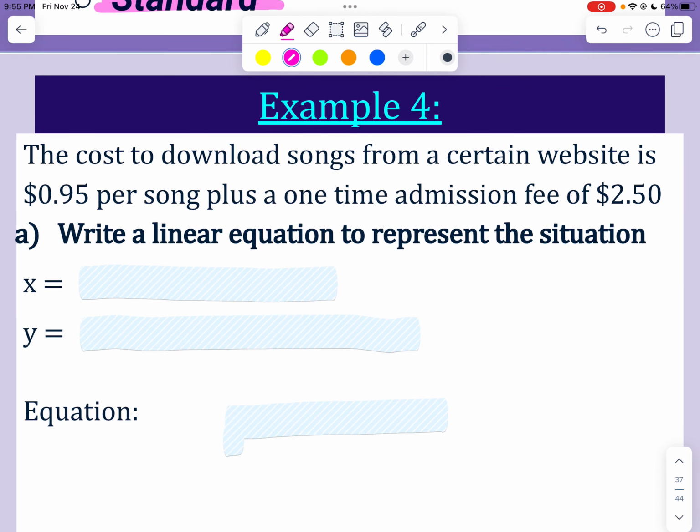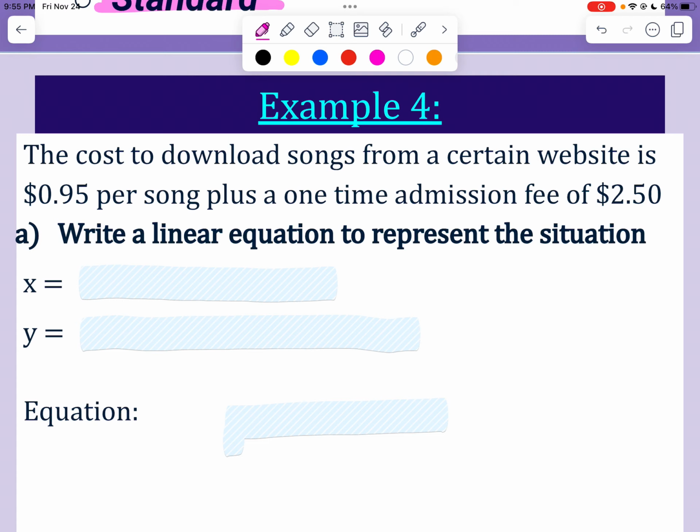All right, so let's get into it. Example 4, we have a word problem. It says the cost to download songs from a certain website is $0.95 per song plus a one-time admission fee of $2.50. Write a linear equation to represent the situation.